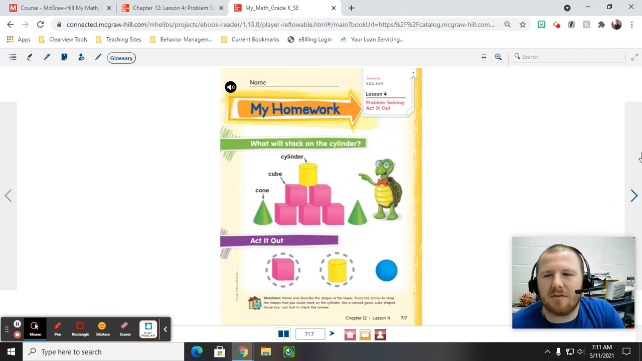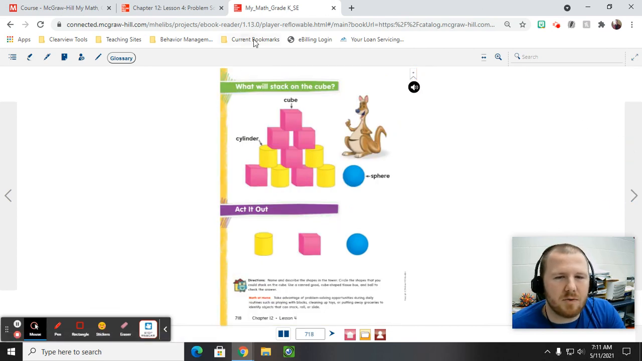All right, now for your homework. Well, I kind of gave you the first one already, but you definitely will do this one. What will stack on the cube? And you guys will already know the answer. You have all three of these. You can see in the picture what can and what can't.